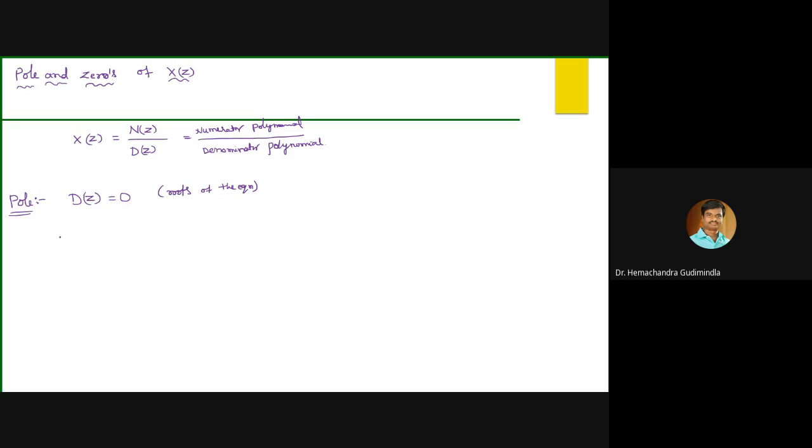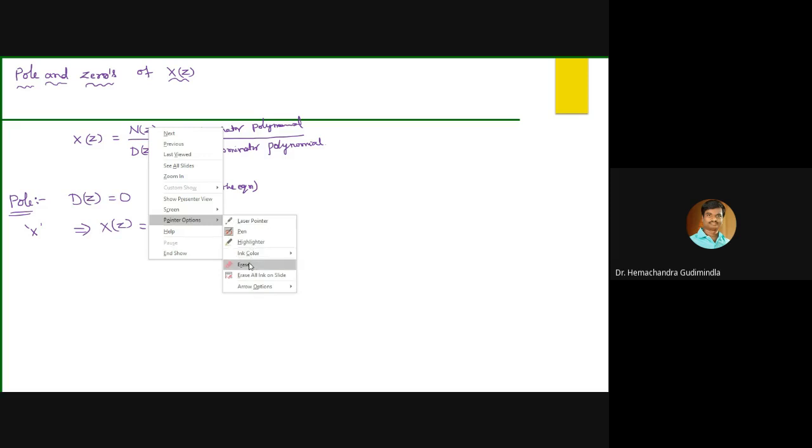How will we represent the pole? It is represented with a cross. This is the cross representation of a pole. Now, if the denominator is 0, what will your X of z be? Infinity. X of z will be infinity.